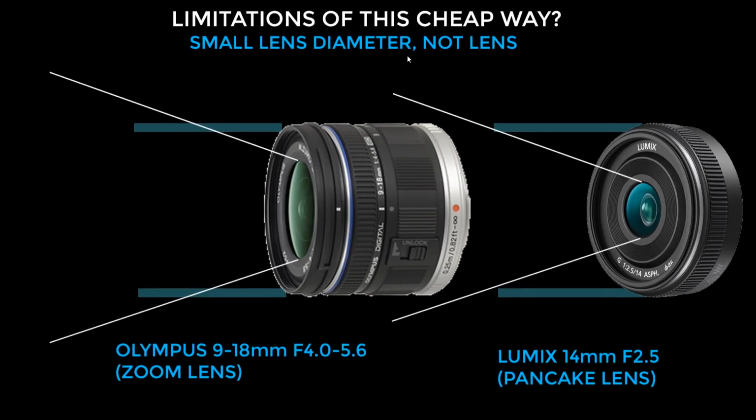Limitations on this cheap way: small lens diameters, not lenses. So even though these two lenses are exactly the same size as far as diameter, and might even have the same thread, which in this case is 46, what you should be looking at is the physical glass. If you touch your lens and you actually feel the glass, this is the actual diameter of the glass itself. This is usually not labeled on any website, not B&H or any place where you would buy it. So you would have to figure it out on your own just by pictures that you look at.